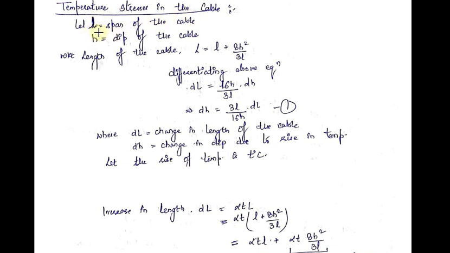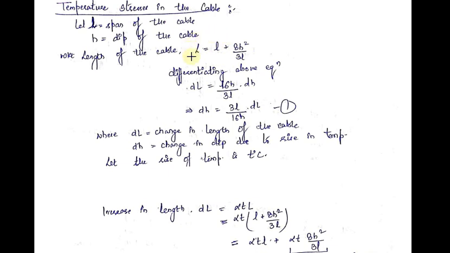Suppose small l is the span of the cable. By span of the cable, I mean the horizontal distance between the supports. Let small h be the depth of the cable, the maximum depth. Now we know that the length of the cable subjected to a UDL is equal to l plus 8h square by 3l. Small l, the horizontal distance between the supports of the cable, is a constant term because that distance is not going to change.